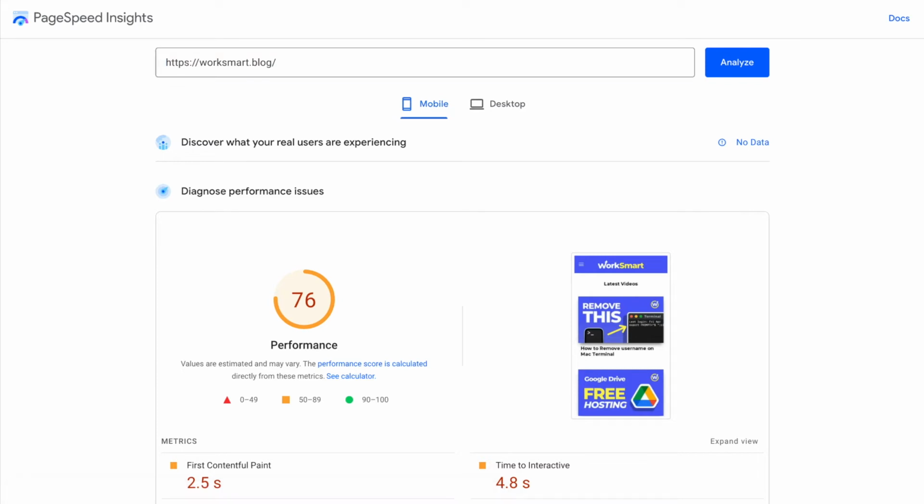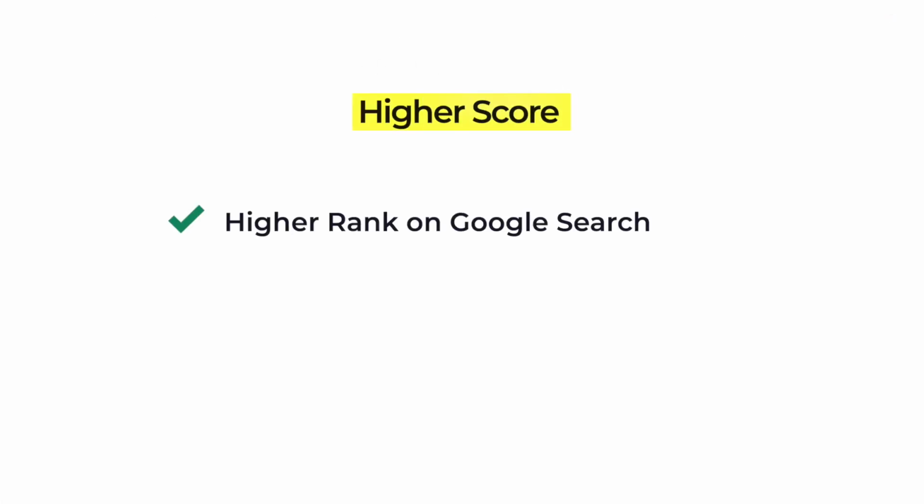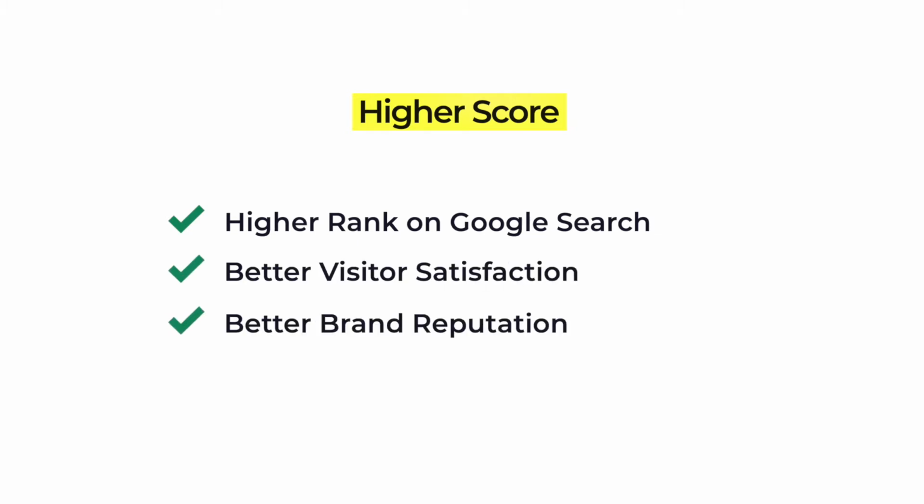This score is low. If you score below 90, then Google will consider it to be slow. The higher the score, the higher the rank on Google searches. A high score translates into better visitor satisfaction, better brand reputation, and more sales and conversions.